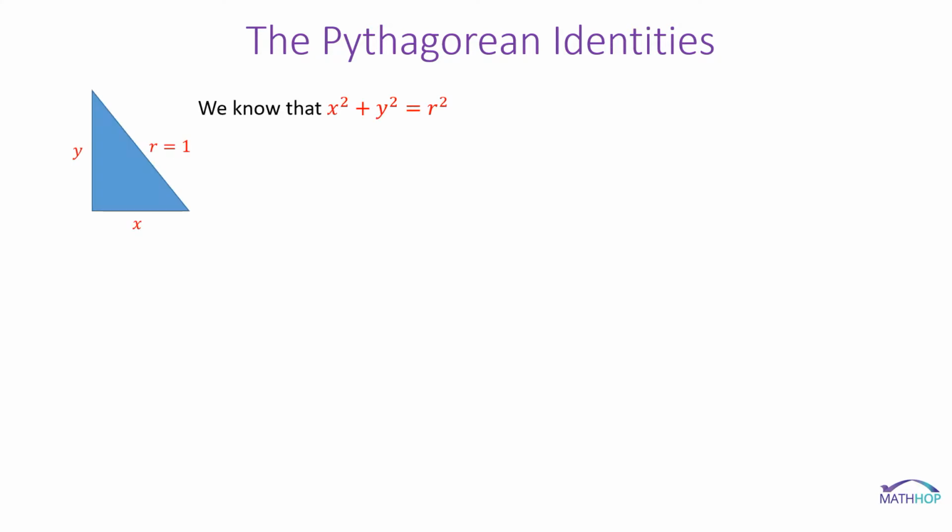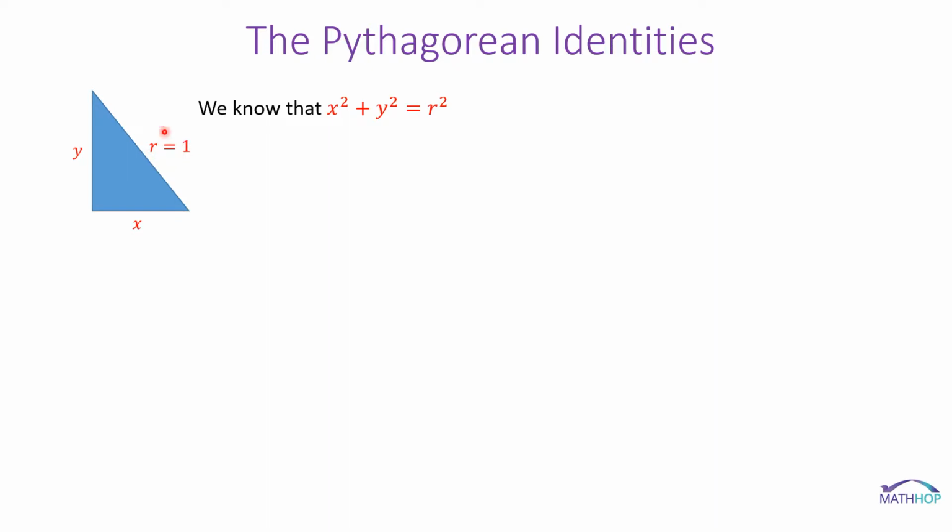Remember when we learned the unit circle? We built a triangle within the unit circle. The horizontal length was x, the vertical length was y, and then the radius, because right here was the origin of the unit circle, the radius was the hypotenuse. And since it was a unit circle, the radius was 1. Remember, there was a circle surrounding this triangle. So we knew from the Pythagorean theorem that x squared plus y squared equals r squared.